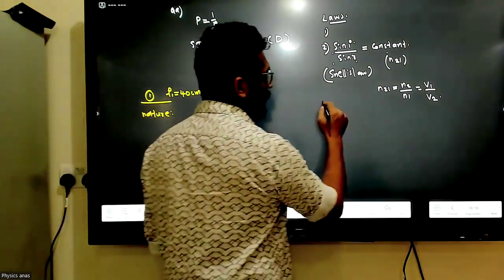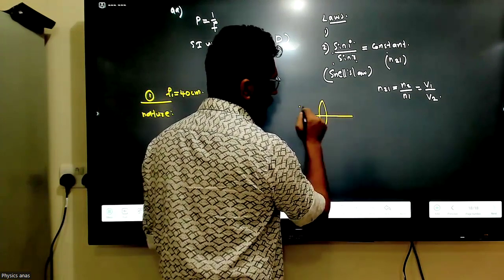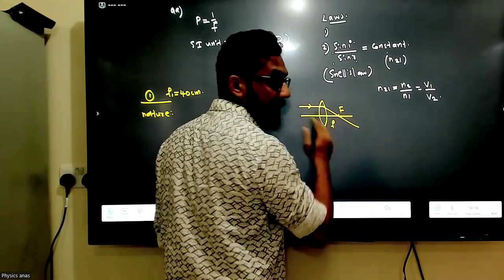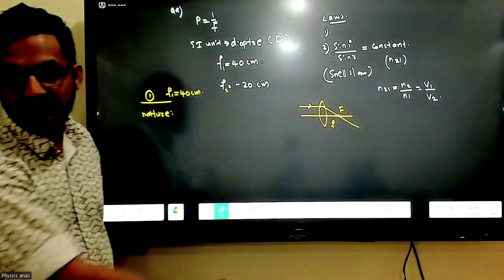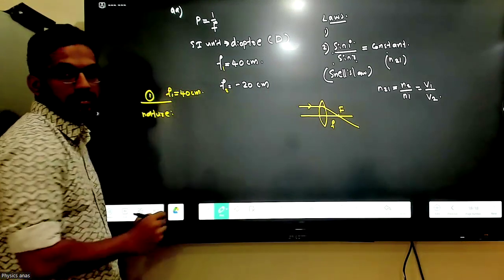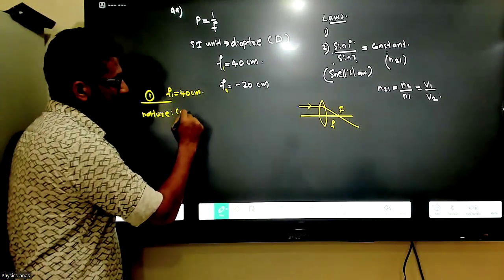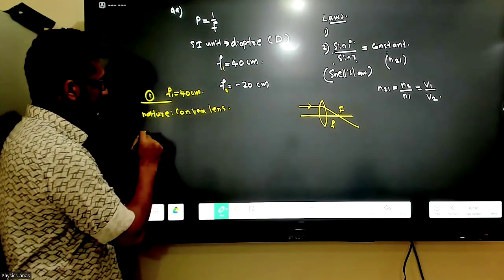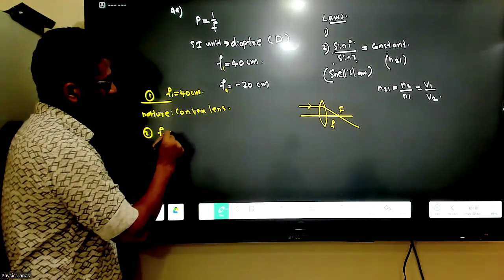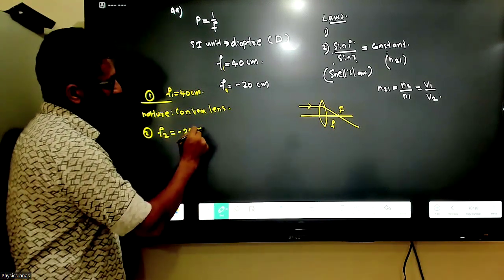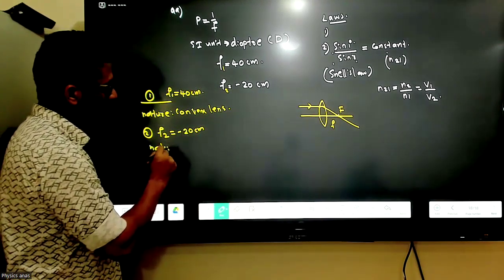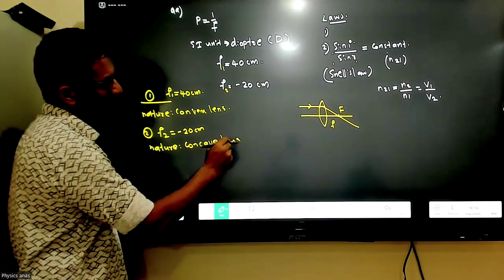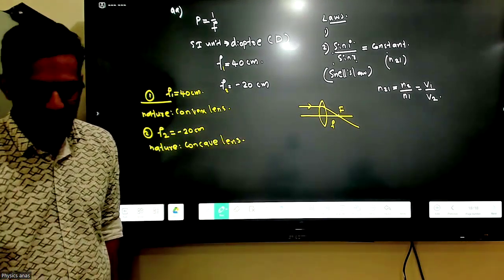You have to remember this figure. If the light ray comes like this and it is converging at this point, the focal length will be to the right, so positive. So a positive focal length means that will be a convex lens. And the second one has a negative focal length, right? So the negative focal length will be what? That will be a concave lens. Did you understand this?